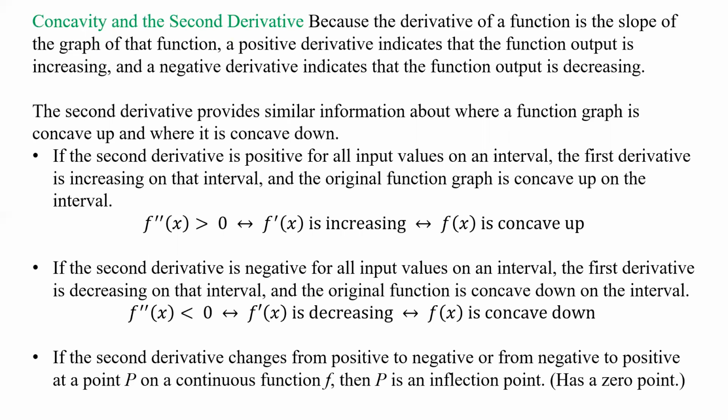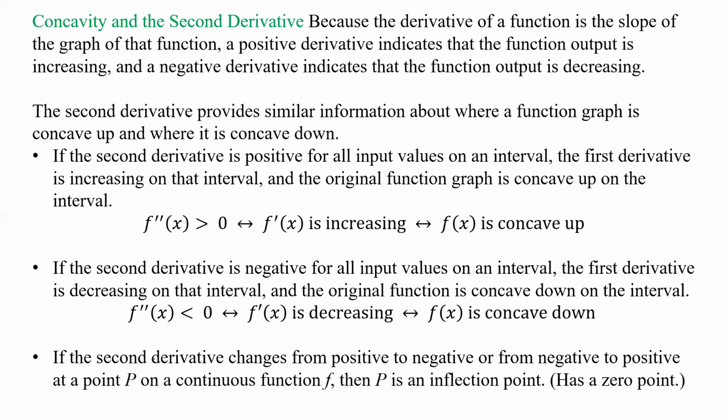Now, the second derivative provides similar information about where a function graph is concave up and where it is concave down. If the second derivative is greater than 0, then the derivative is increasing and the function itself is concave up. If the second derivative of x is less than 0, then the first derivative is decreasing and our function is concave down.